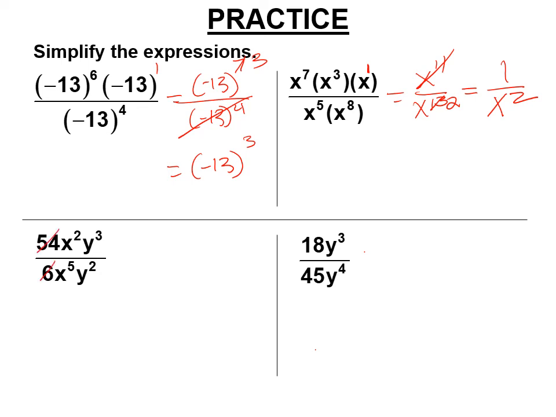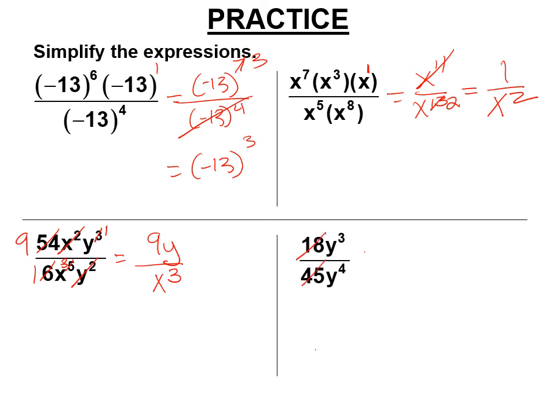6 goes into 54 exactly 9 times. The x squareds cancel out. That becomes a 3. Y squareds cancel. That becomes a 1. On the top, we have 9y. We're not going to write y to the first. And we have 1 times x cubed, or x cubed. The answer is 9y over x cubed.